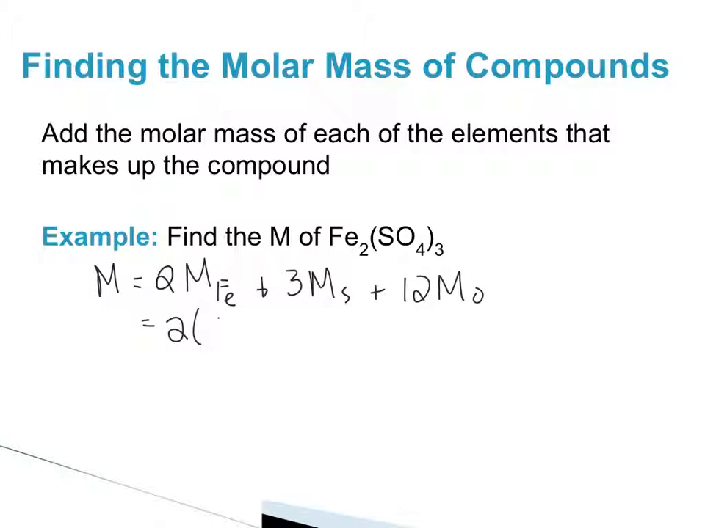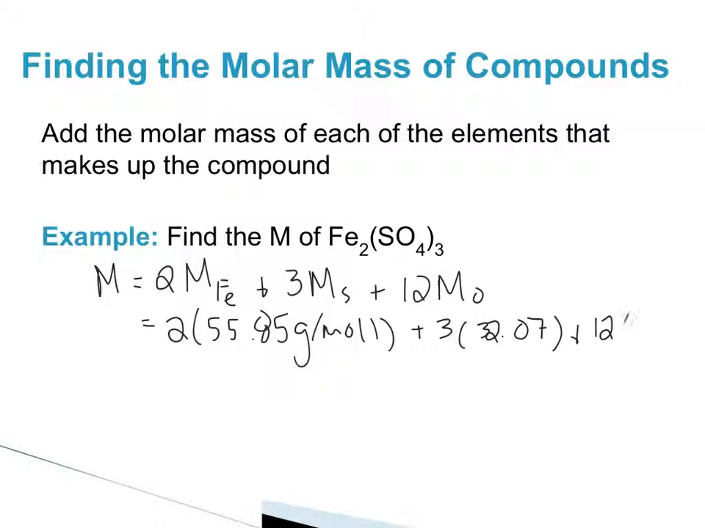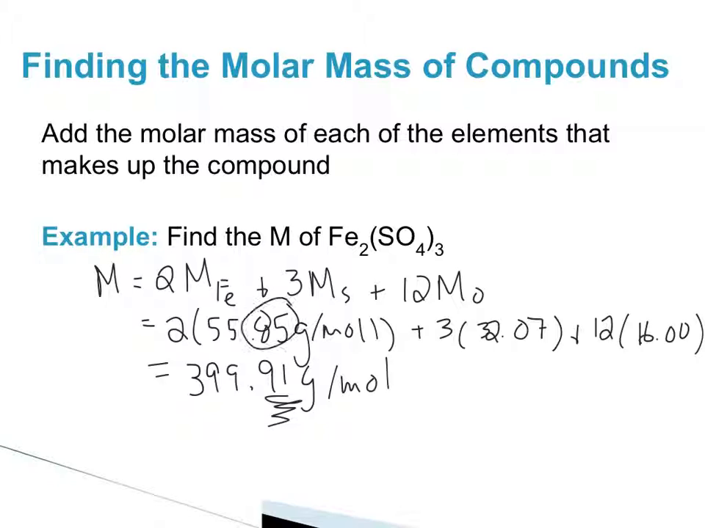So if we look at our periodic table, iron is 55.85 grams per mole, and sulfur is 32.07, and oxygen is 16.00. Alright, so if we add all of these together, you get 399.91 grams per mole.